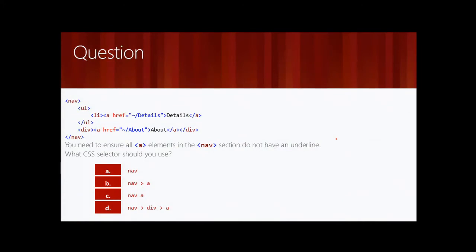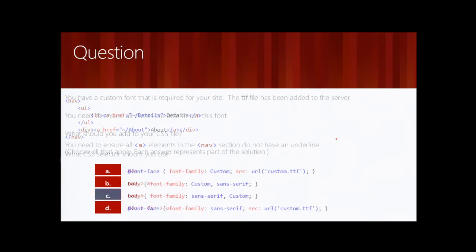So you have a nav element, and you need to ensure that all A elements within this nav have an underline. All right? Which CSS selector should you use? I'm going to give it a couple seconds. I wish I had Jeopardy theme music, but sound's not working here. I usually play that. All right, anybody think it's A? All right, anybody going for B? C? Oh, okay. I don't even need to say D, do I? No. I'm not going to waste anybody's time here. All right, you all ready to go.